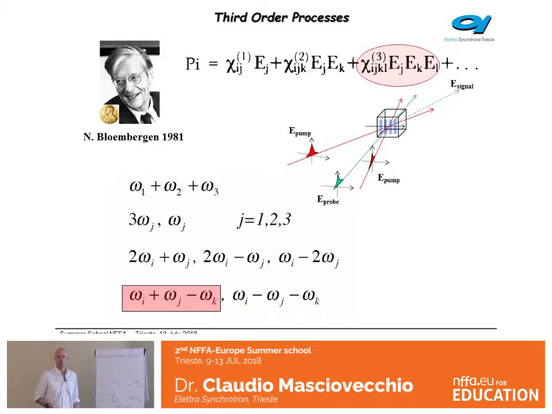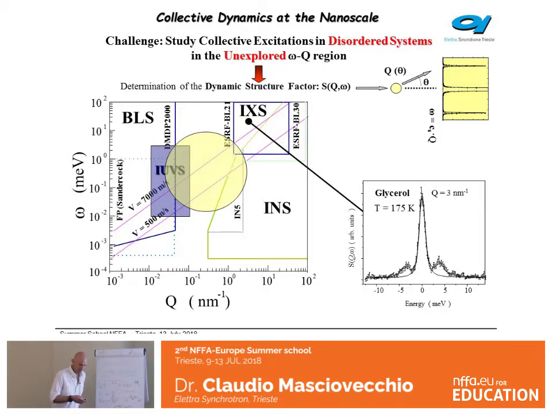Okay. So now you have to motivate why we want to develop this kind of technique. And I motivate this by telling you something about a challenge that many physicists are facing in these years: to measure, for example, collective excitation in disordered systems in what is called an unexplored energy and momentum region. So collective excitations are phonons, density fluctuations in your systems. Disordered systems are liquids, gases, and so on and so forth. And omega and Q are nothing else than the energy and the momentum of your phonons.